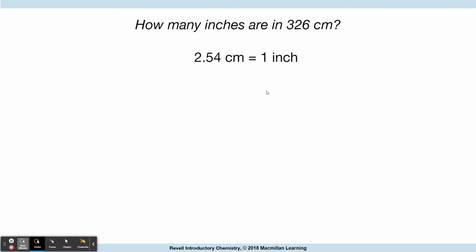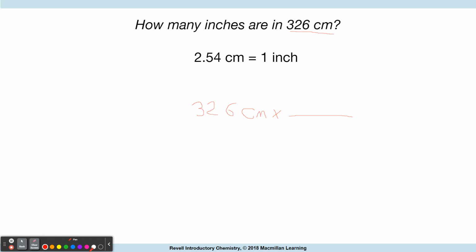Like I said, dimensional analysis, it's not that tricky once you figure out what your actual conversion is. Here's my conversion. So once again, I start off with my given. Here's my given. I have 326 centimeters. This is my dimensional analysis, this division bar.